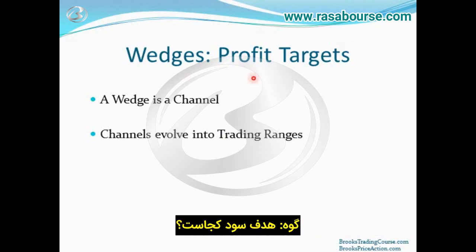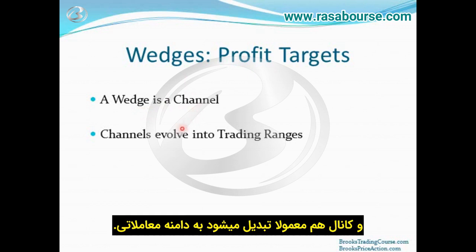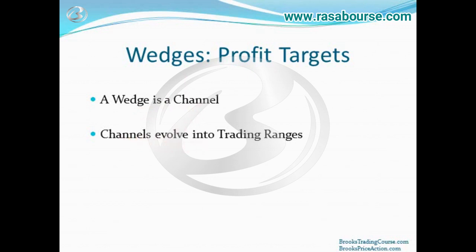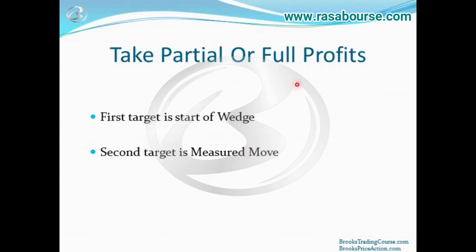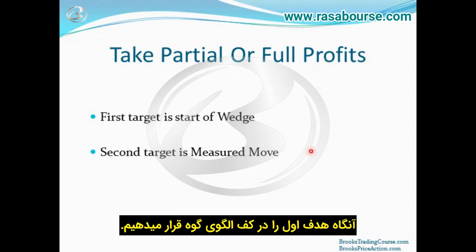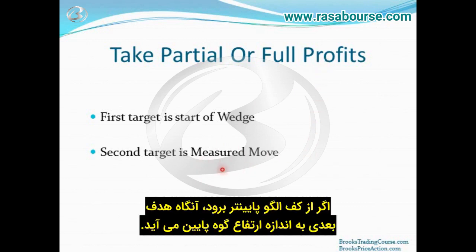Wedges, what are your profit targets? Again, a wedge is a channel, and a wedge in a channel usually evolves into a trading range. If you have a wedge top, the first target is the bottom of the wedge. If it goes below the bottom of the wedge, the next target is a measured move down based on the height of the wedge.